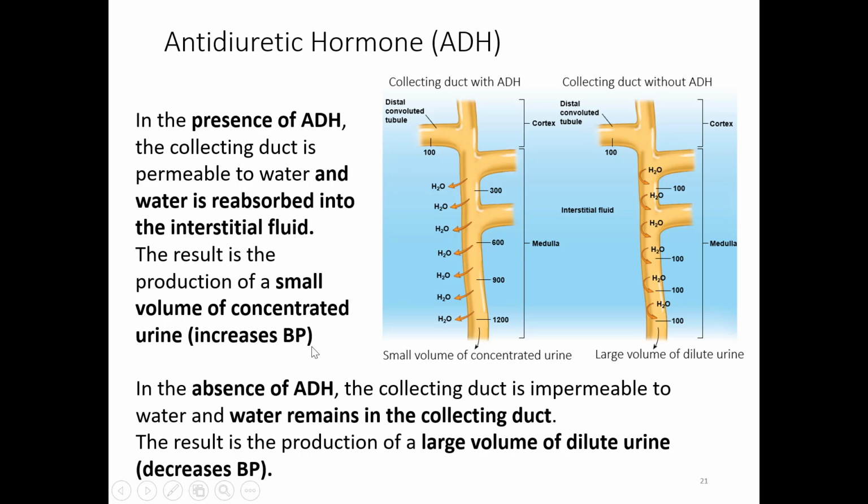What happens with blood pressure? It increases. So you need to know what happens with urine and what happens with blood pressure in the presence and in the absence of antidiuretic hormone. In the absence of the antidiuretic hormone, there won't be so many aquaporins in the walls of the collecting duct, so much more urine will be produced, and that urine will be dilute. It won't be concentrated. Since the body loses a lot of fluid, blood pressure decreases.